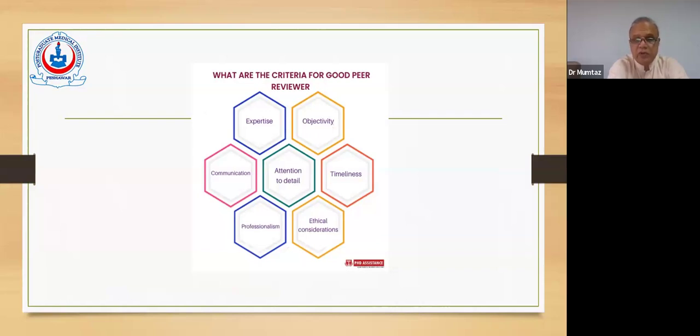Timeline is very important. Most of the journals give you a timeline that by this time you have to submit the review. Most of the time this is 2 weeks. And following this is very important. You must be professional enough to give your feedback, report, or whatever it is, with utmost regard to ethics. I will come to what types of ethics are involved in the review process.